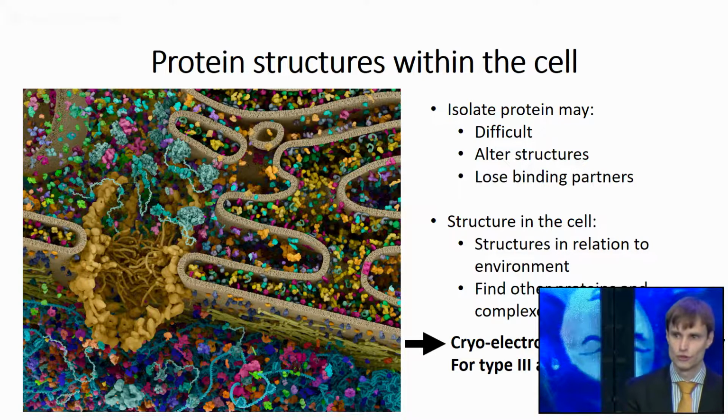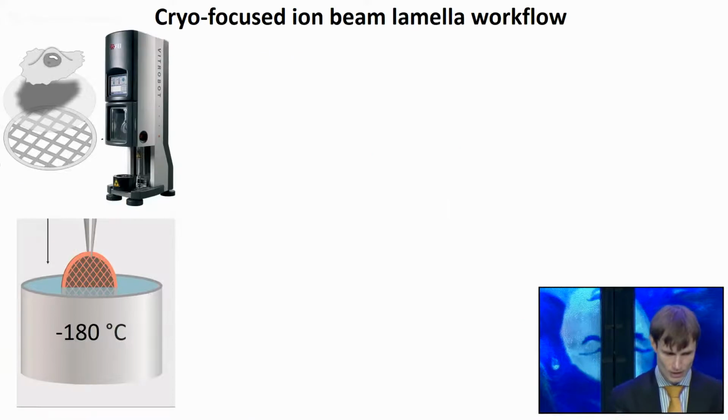So in order to determine the structure of the type 3 and type 7 secretion systems during intracellular infection of human immune cells, we first established a cryo-electron tomography workflow. The first step of this workflow is to rapidly freeze the cells to preserve the fine ultrastructure of the cell and to protect the cell against the harsh environment of the electron microscope, the vacuum particularly.